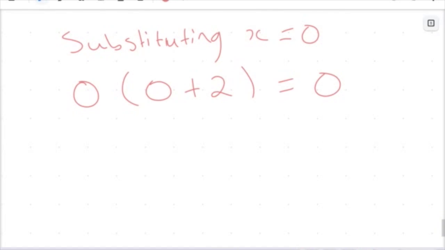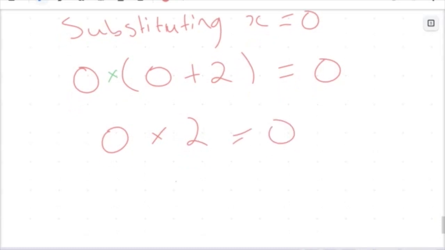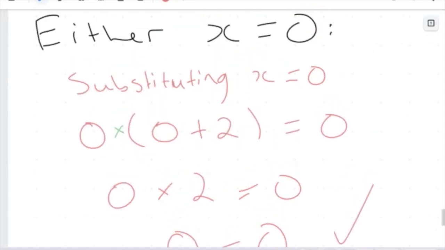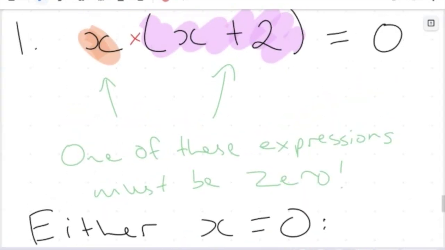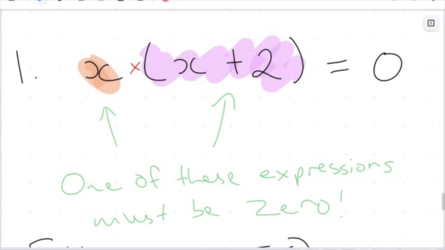Now, this is saying 0 times 0 plus 2. Now 0 plus 2 gives me 2. So this is 0 times 2 equals 0. Now what does 0 times 2 give me? It gives me 0. 0 equals 0. This is a solution to the equation. So I've just taken this guy here to be 0. But now that's not the only option here.